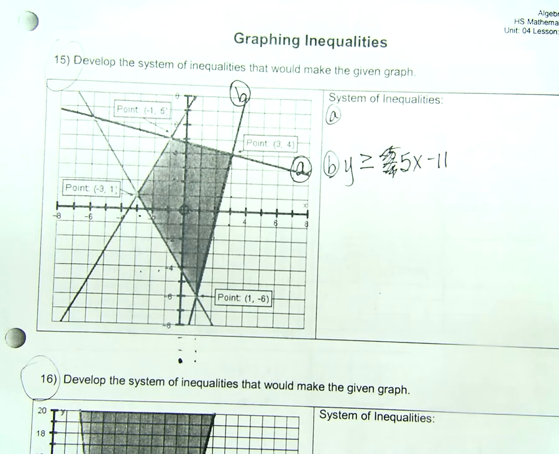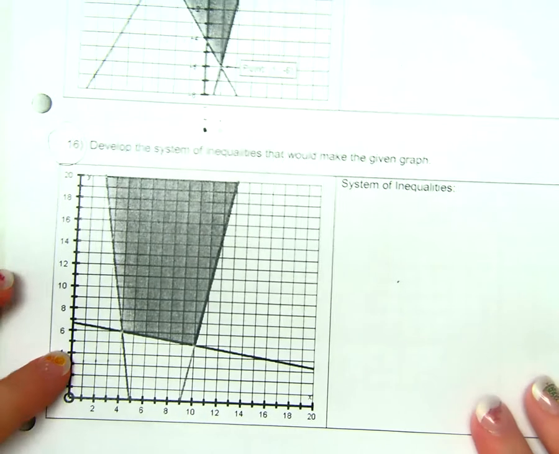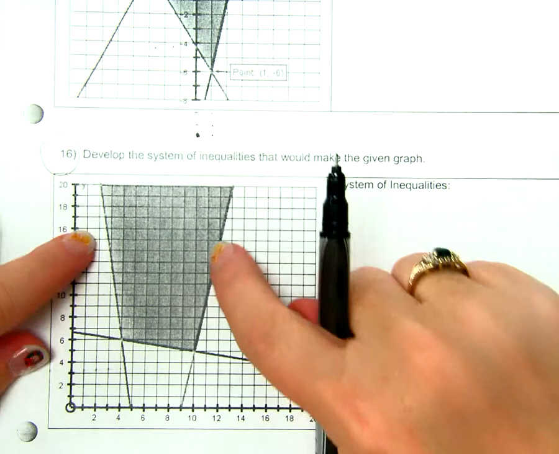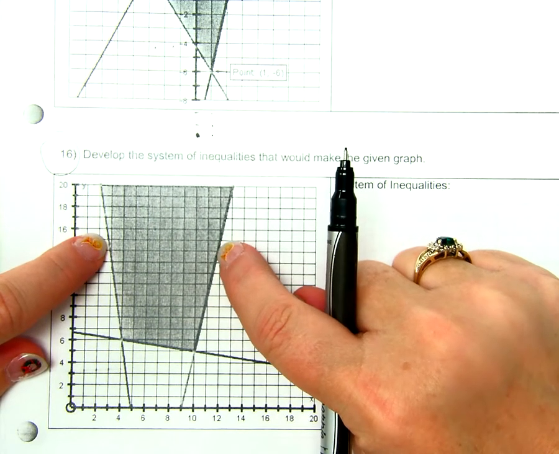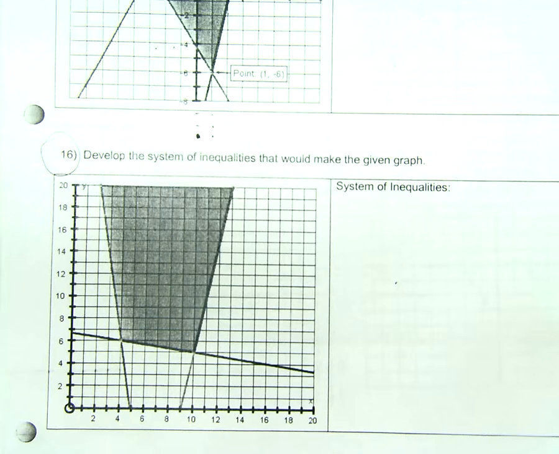You're going to have to do some thinking on some of these. You're going to be okay? Now, this one's good because it's only in first quadrant, but can I see the y-intercept of either of these 2 lines? No, so I'm going to have to think about it. Okay?